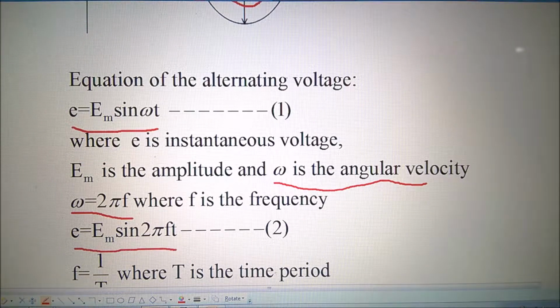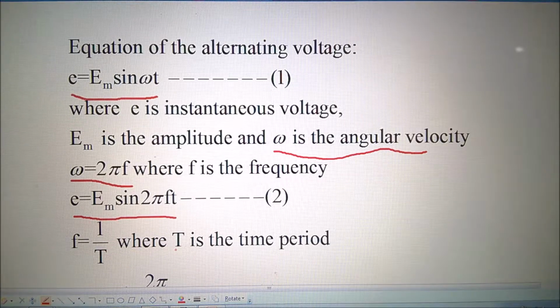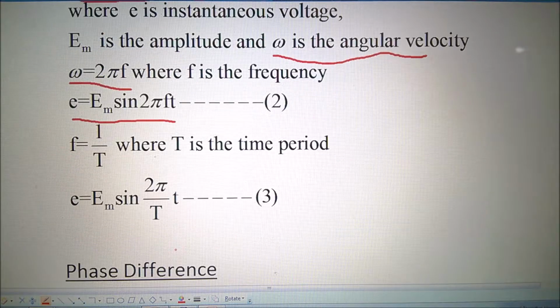This is another form of the equation, and we know that frequency is equal to the reciprocal of the time period. Therefore, equation number 2 also can be written in these forms. These are the three different forms I have shown.